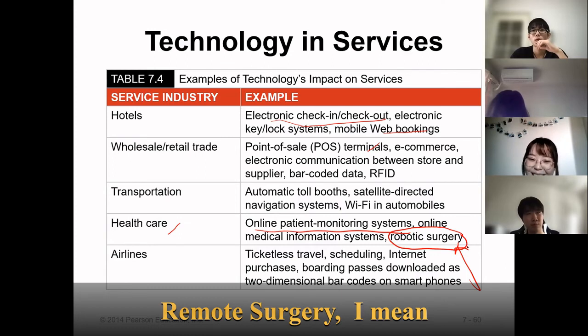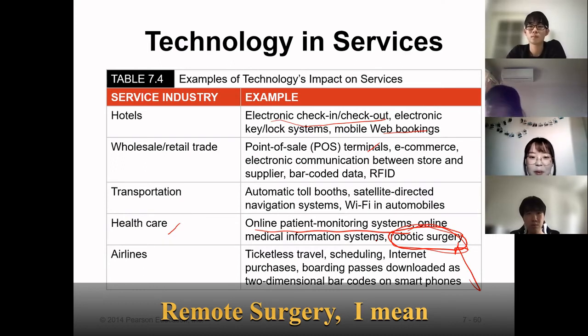Okay. I don't want robotic surgery. I want a doctor. Most of us would want a real doctor doing the operation. So I do not know how this is going to actually become successful. These are technologies in the pipeline, things which are already being experimented and tested. Robotic surgery? No, I'm not going for robotic surgery. Not me.